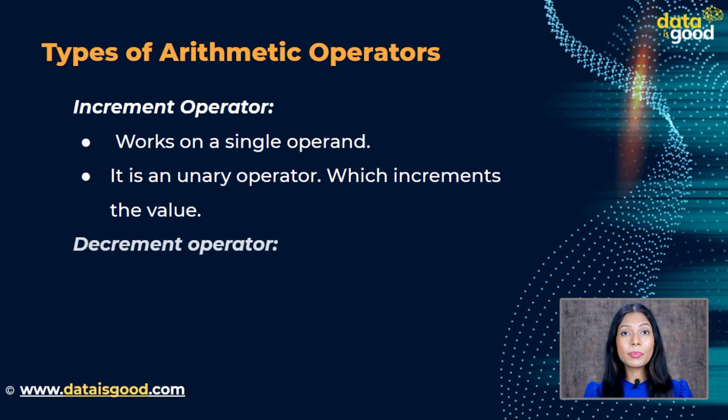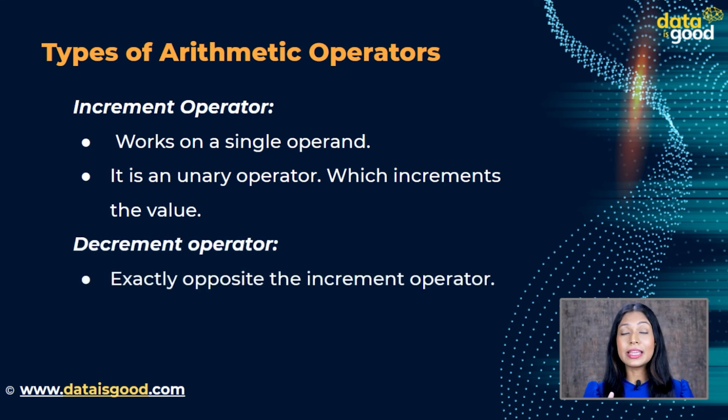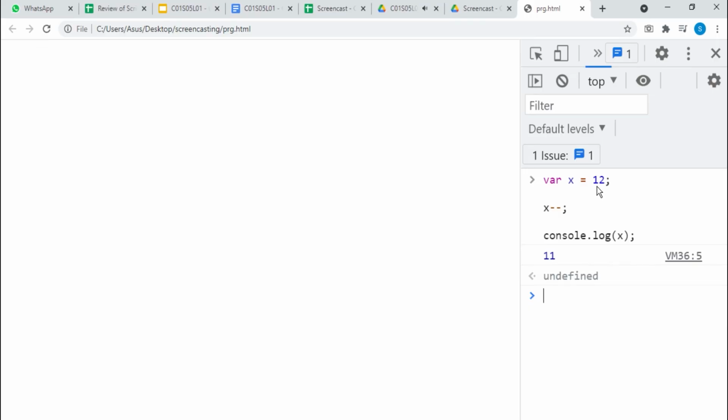The decrement operator is exactly opposite the increment operator. It is also a unary operator and the minus sign is added after the variable name. After assigning 10 to the variable x, we decrement it by 1. Therefore, the output is 11.